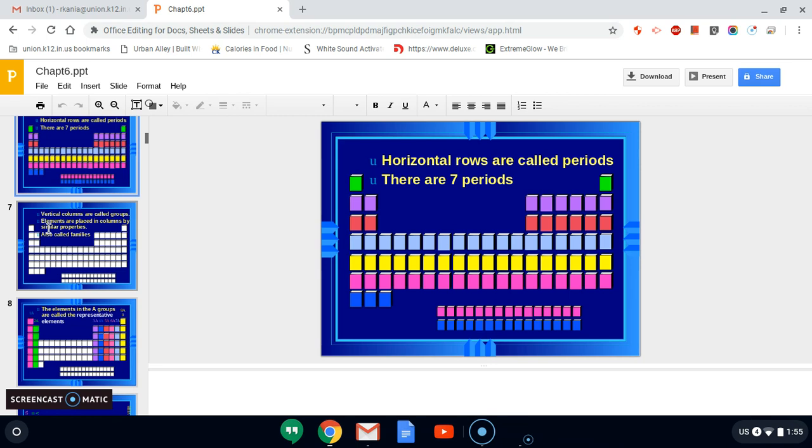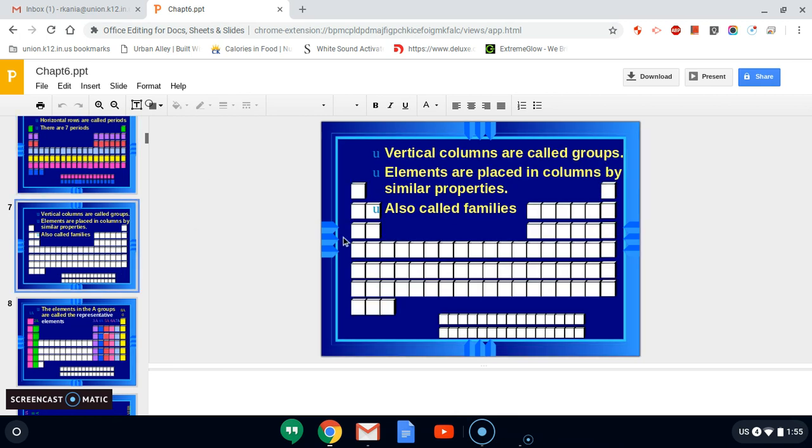The vertical columns, the up and down columns on your periodic table, are called groups. Again, this thing is just being really mean to me today, not letting me advance. There we go. In this group, there are 1, 2, and then all the way across there's 18. 1, 2, 3, 4, 5, 6, 7, 8, 9, 10, and then all the way up to 18 across. You can go and look. It even says it on your periodic table: 1 through 12, and then 13, 14, 15, 16, 17, 18 up at the top.